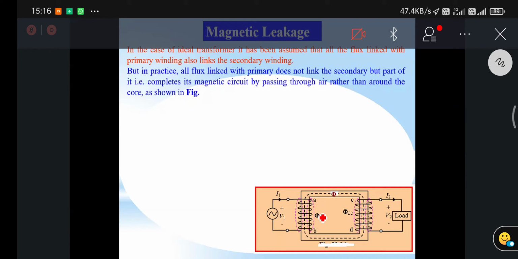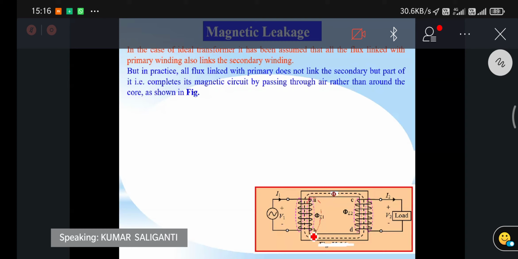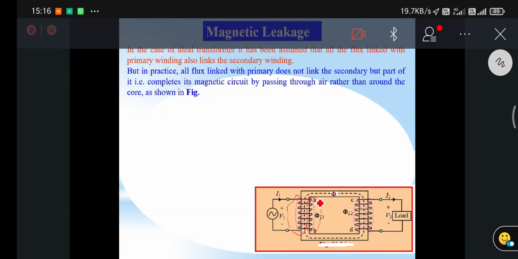Some value of flux will leak. Some flux passes through the air around the core. As shown in the figure, here is pi L1, which is the leakage flux.